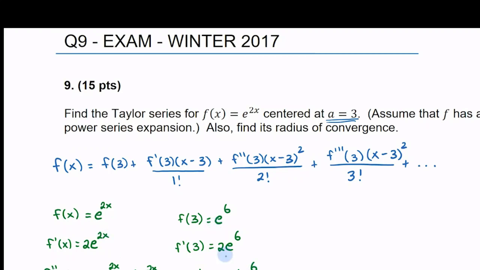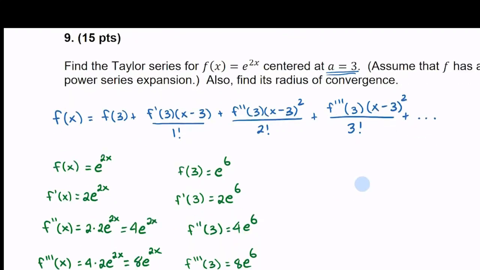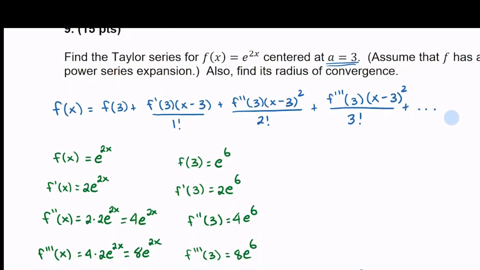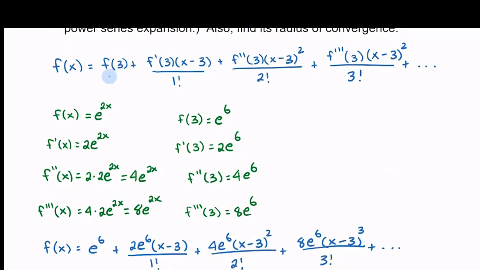We're going 1, 2, 4, 8, times e to the 6. So that is up to the third derivative, and because we see a pattern forming, we don't really need to continue forward. We know this series will continue on forever. What we need to do now instead, though, is replace f of 3 with e to the 6, since that's what it was equal to.